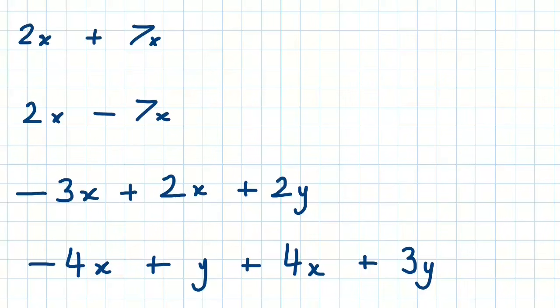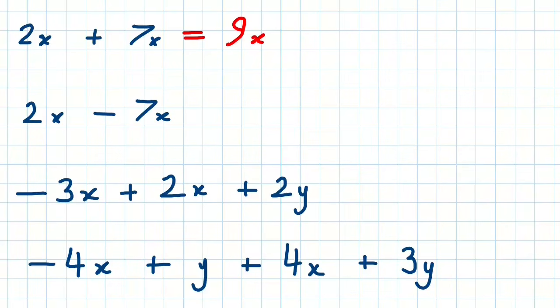We now come to an essential algebraic skill which involves simplifying expressions. So let's look at this first example, 2x plus 7x. 2x and 7x are both simple algebraic terms, and what we've got to do is see if we can combine these into a single algebraic term. Now they both have an x, so 2x plus 7x is simply 9x. We could combine those because they're both like terms.